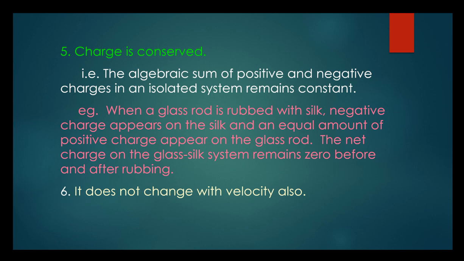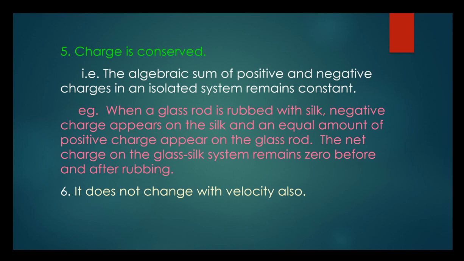Let's take an example. When a glass rod is rubbed with silk, negative charge appears on the silk. Initially both silk and glass rod were neutral, so the total charge is 0. Now negative charge appears on the silk and an equal amount of positive charge appears on the glass rod. Initially the total charge was 0, and the net charge on the glass-silk system remains 0 before and after rubbing. This is one example of conservation of charge.